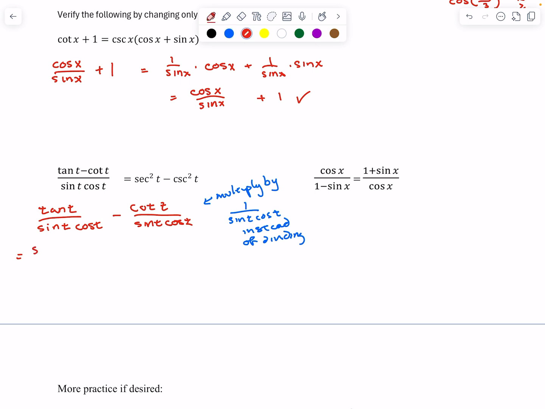So tan is sine over cosine, and cotangent is cosine over sine. And cancel. Oh look, 1 over cosine squared and 1 over sine squared.